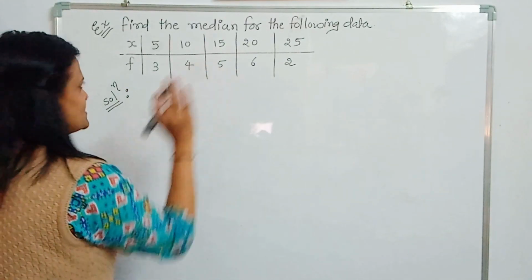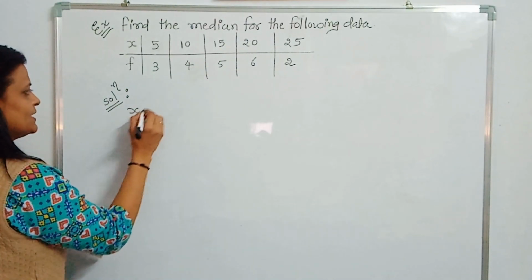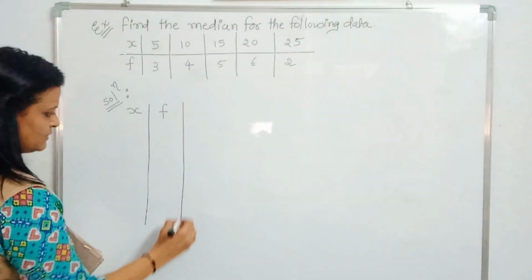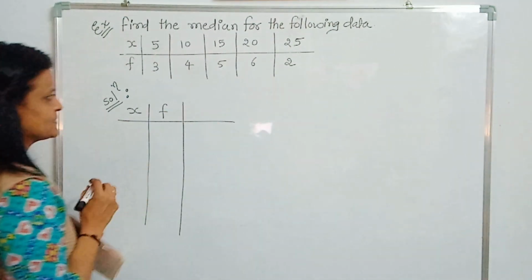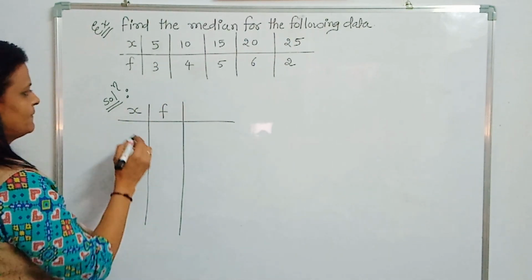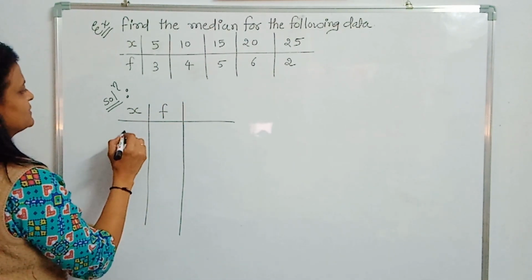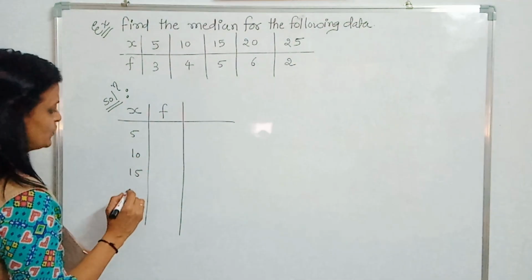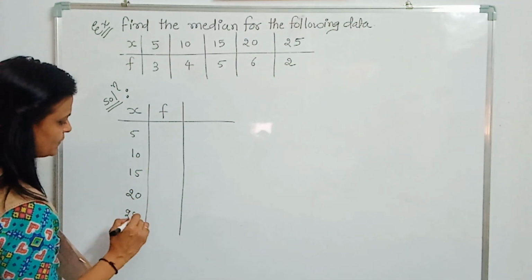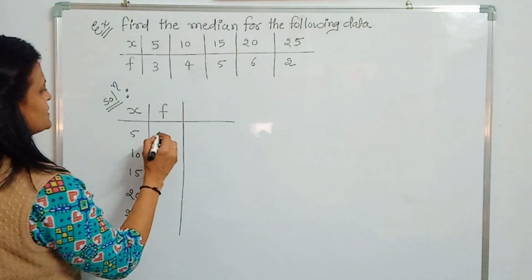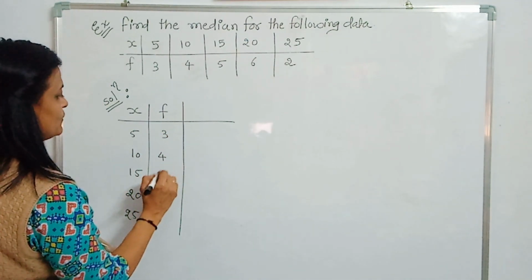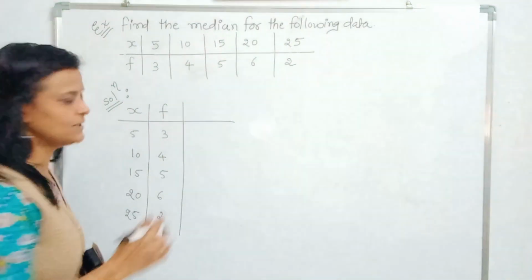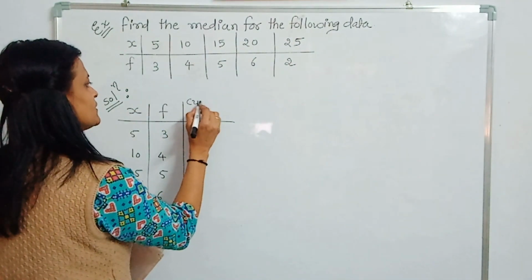We will redraw this table. In this table, the first and second column will keep as it is, as given in data. The various values of x are 5, 10, 15, 20 and 25. And corresponding frequencies are 3, 4, 5, 6 and 2. Now third column we will add to this table and that is cumulative frequency.